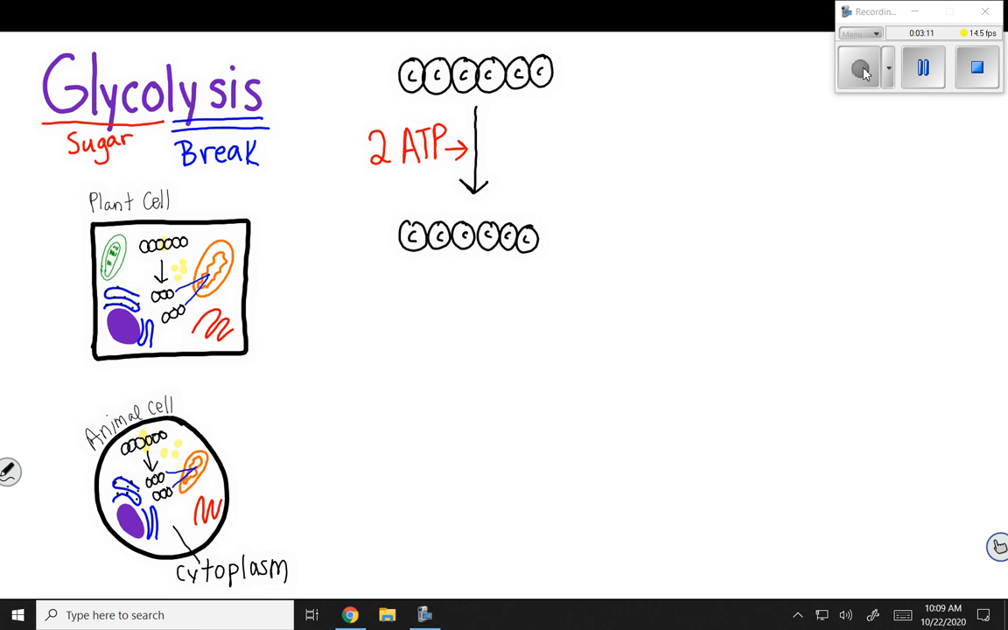So this up here is glucose. And this down here is a 6-carbon molecule that's had phosphates added to it. So now it's a very unstable 6-carbon molecule that is, fortunately for us, going to break in 2. So it is going to break into 2 3-carbon molecules. Each one of these molecules is called pyruvate.